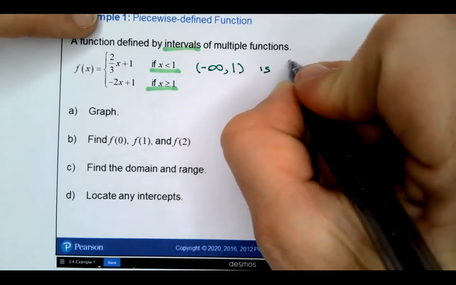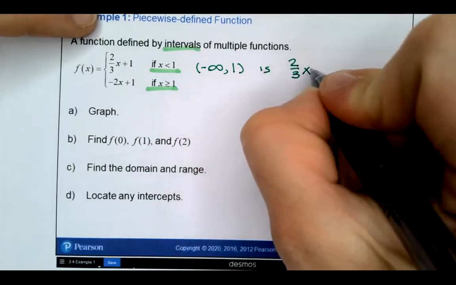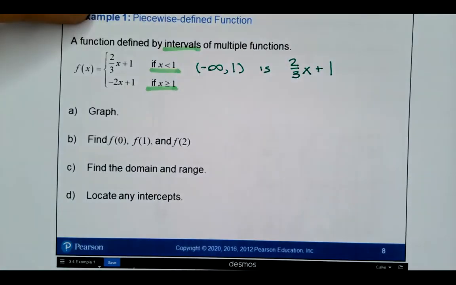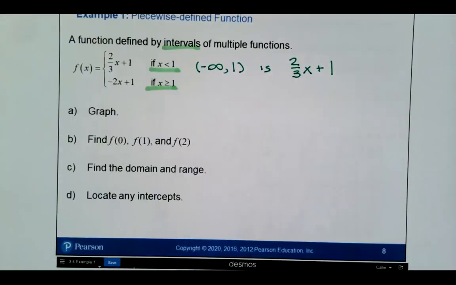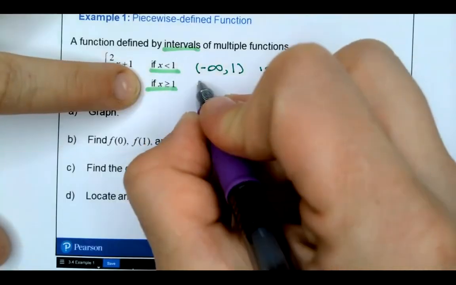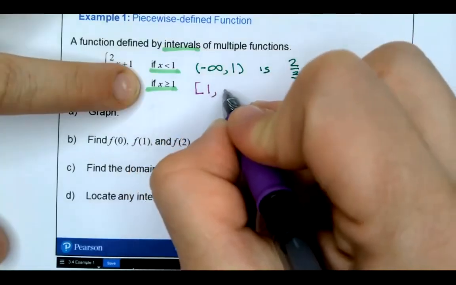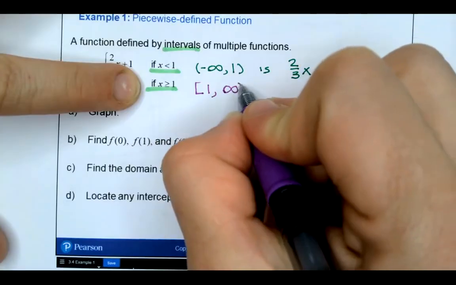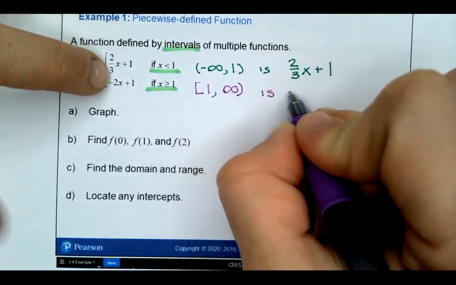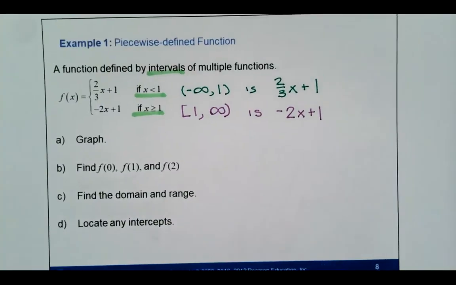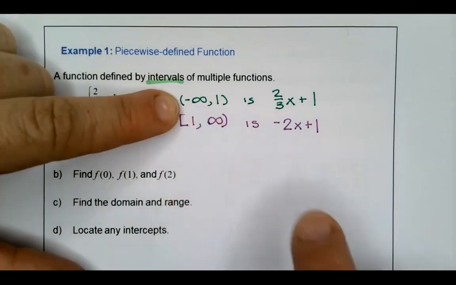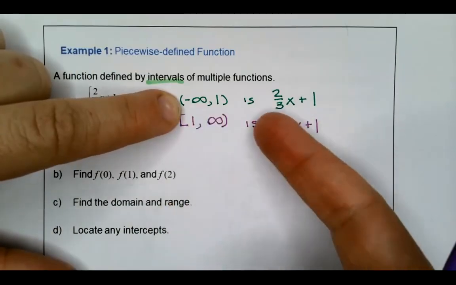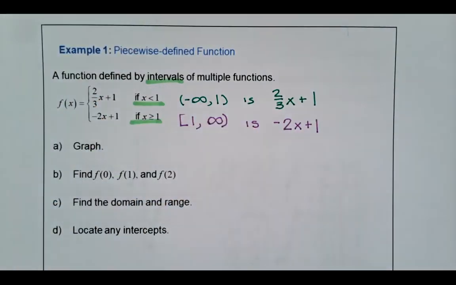We're going to do this: 2/3 x plus 1. Okay. This interval means from and including 1 to positive infinity. So that's the simplest way to explain a piecewise function. For this part of the graph, we're going to do this equation. For this part of the graph, we're going to do this equation.